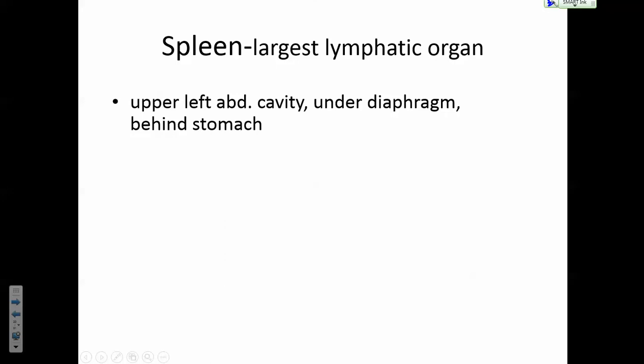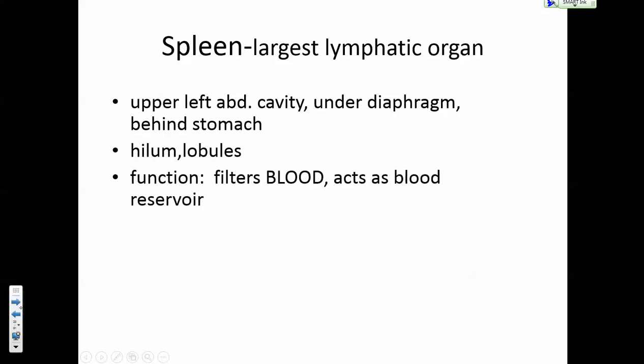Okay, it's up under the diaphragm on the left side of the upper abdominal cavity, and it has little lobules in it, and it has nodular areas that have a lot of lymphocytes. But it's not lymph that's moving through it, it's blood. So the spleen does for the blood what a lymph node does for the lymph. Okay? So that's one of its functions, is that it filters blood.